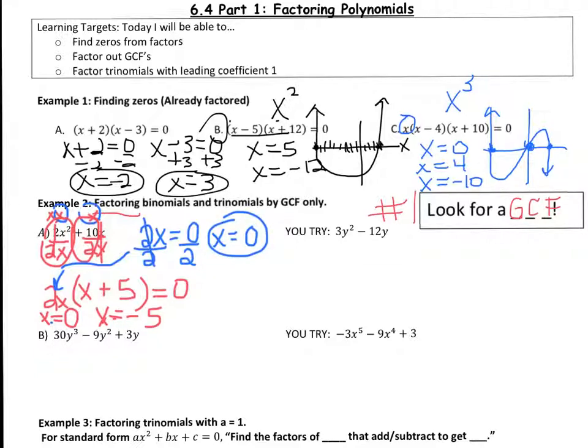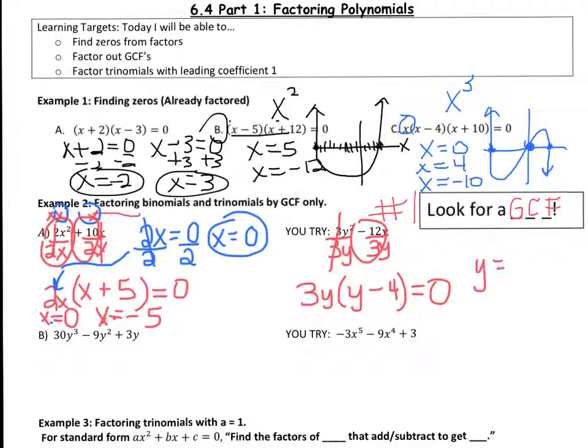When you try to find the greatest common factor of 3y squared and 12y, you can divide both of them by 3 and 1y. So your GCF is 3y, and the factors left over will be y, and then negative 12 divided by 3 is minus 4. When you set each of those equal to 0, you'll get y equals 0 and y equals 4.